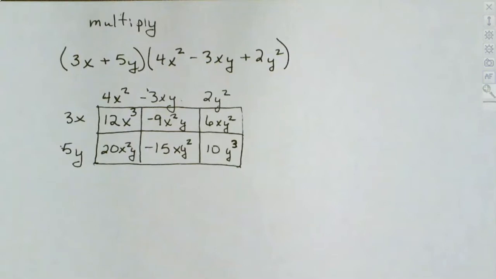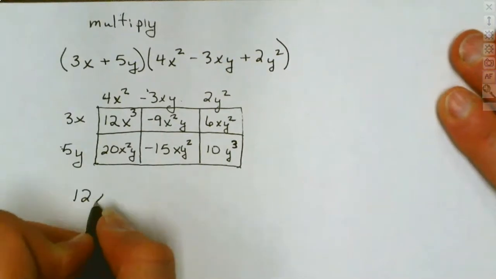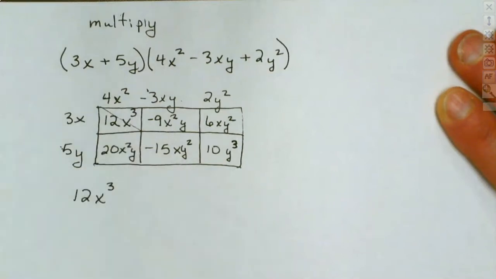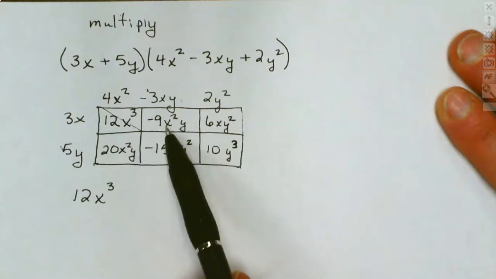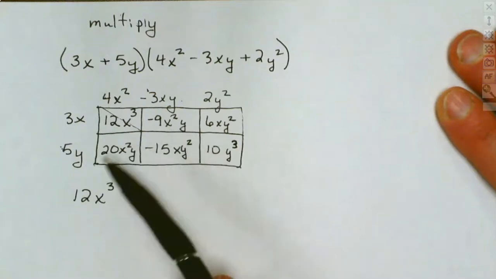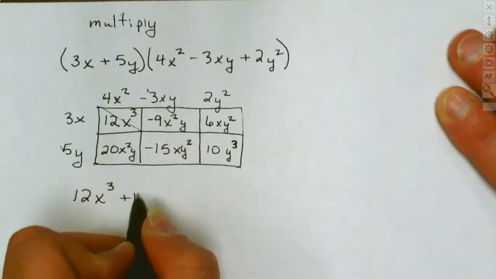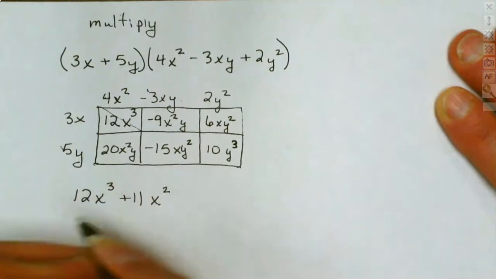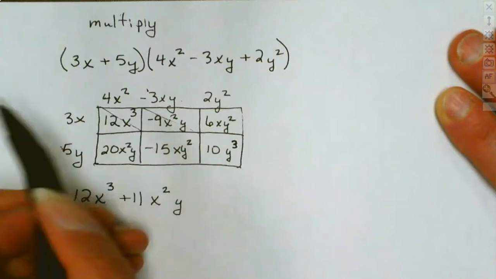Now again, always start in the upper right corner with your highest power. So that's going to be a 12x cubed. Gone. These can go together because they're the same, aren't they? Right? Same exponents. So 20 minus 9 is an 11. X squared, y, gone and gone.